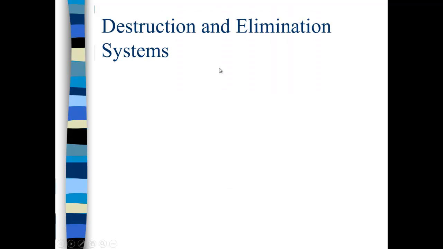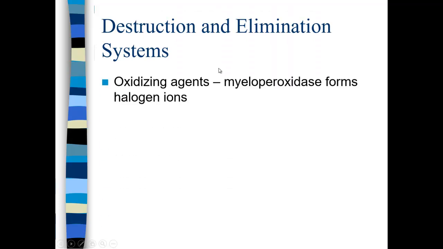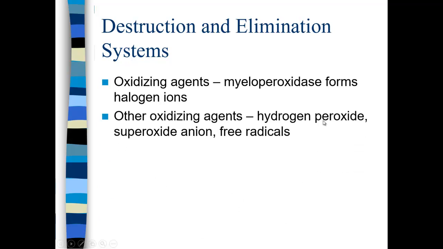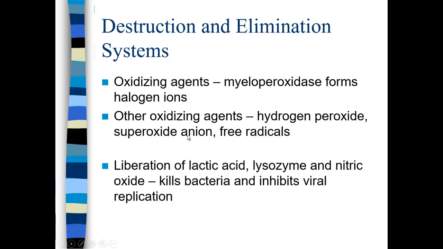When that happens, we have oxidizing agents like halogen ions, like fluoride and chloride, that will oxidize the bacteria. Hydrogen peroxide, which is sequestered into the phagolysosome, is toxic to cells. Superoxide anion and free radicals, all these are toxic to cells.